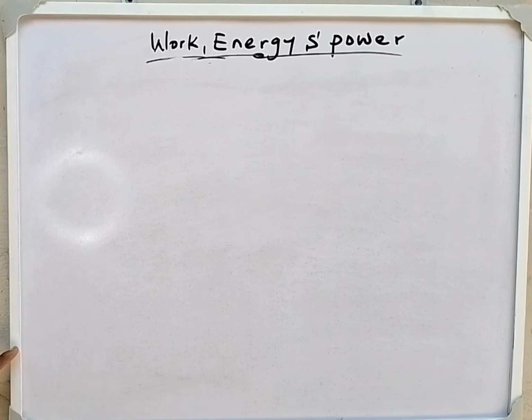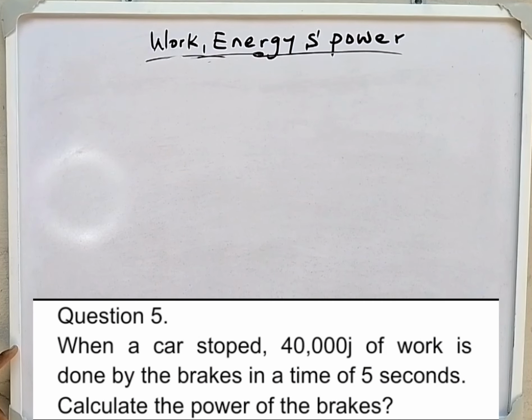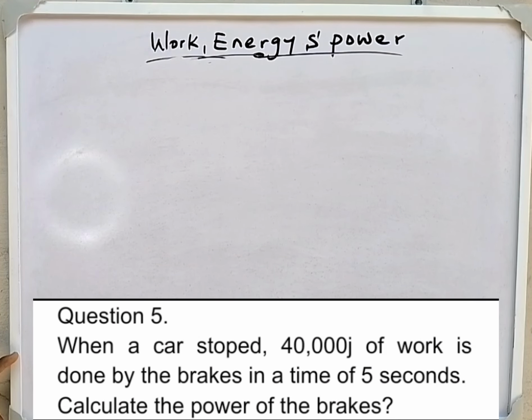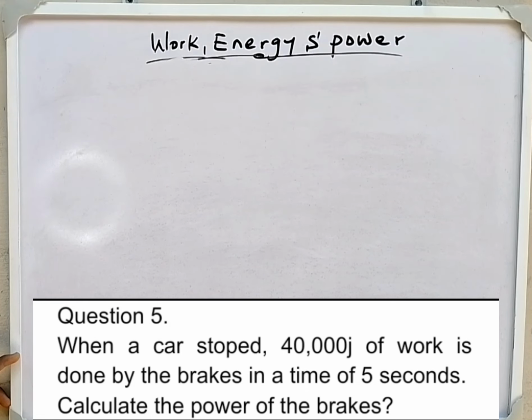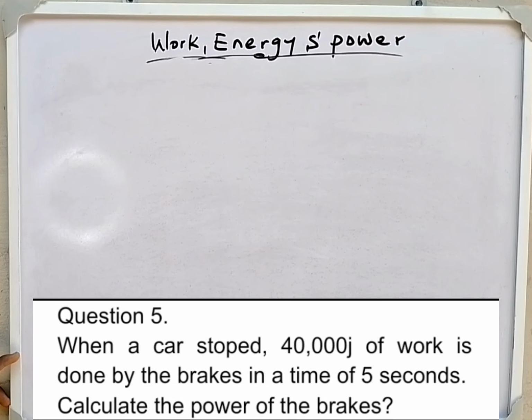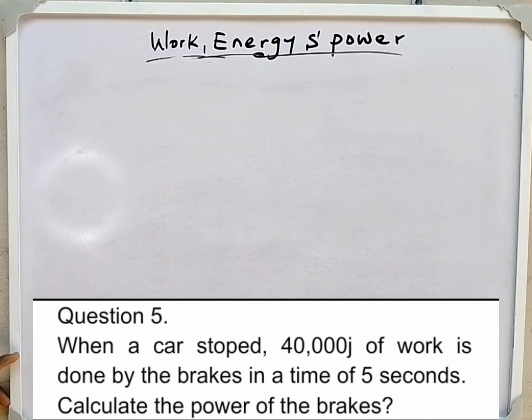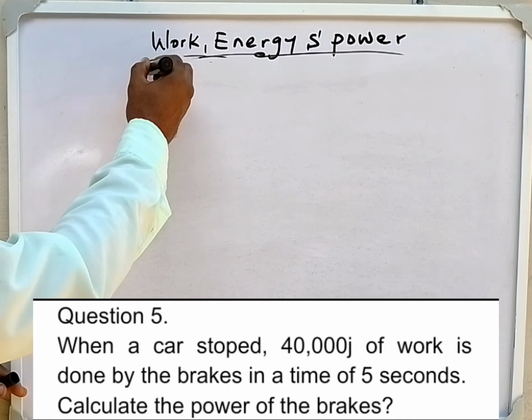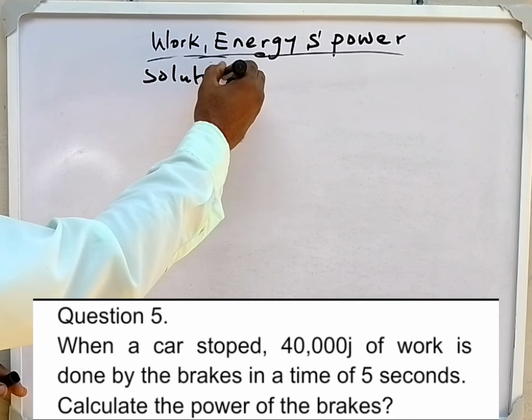So we'll go over to question number 5 now. The fifth question is being displayed on the screen. So let's read the question together. When a car stops, 40,000 joules of work is done by the brakes in a time of 5 seconds. Calculate the power of the brakes. So solution, write the parameters.